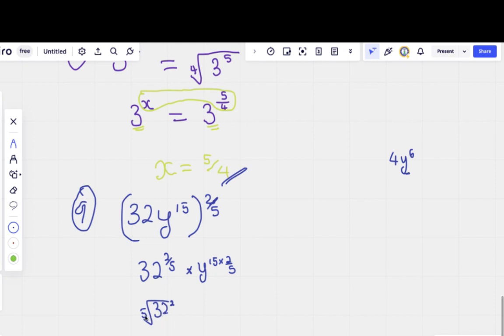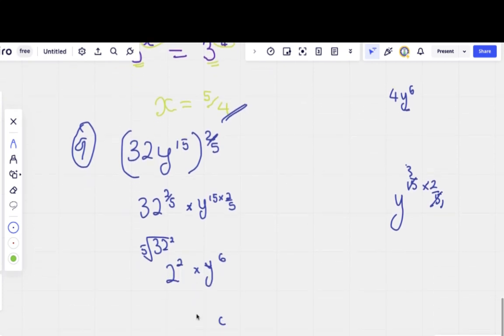The fifth root of 32 is 2. So 2 to the power of 2 times y. And here we have y to the power of 15 times 2 over 5. 2 here, 5 here, 5 here is 1, 15 over 5 is 3. 3 times 2 is 6. So y to the power of 6. So 2 squared is 4. So we get 4y to the power of 6.